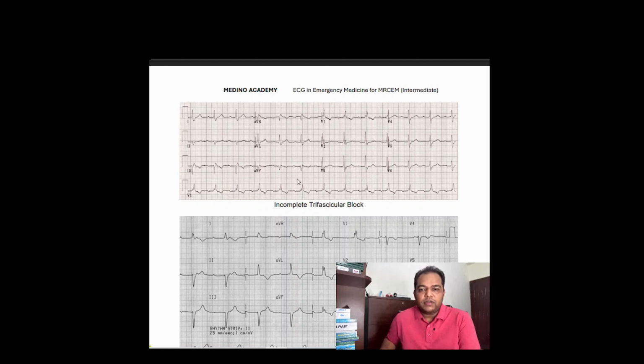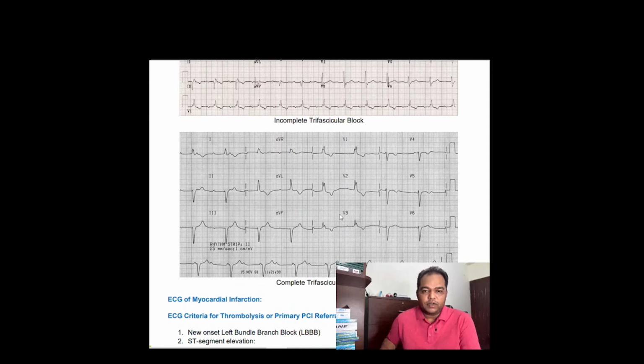Incomplete trifascicular block is a combination of RBBB plus first degree heart block or second degree heart block. This is the M pattern in V1 or V2. So there is RBBB plus, you can appreciate a prolonged PR interval. That means there is first degree heart block. So this is incomplete trifascicular block.